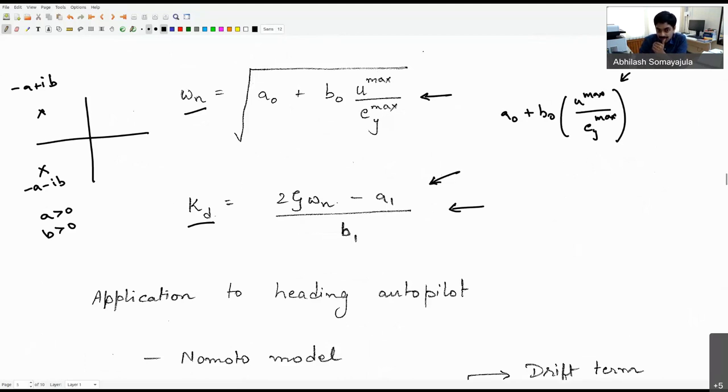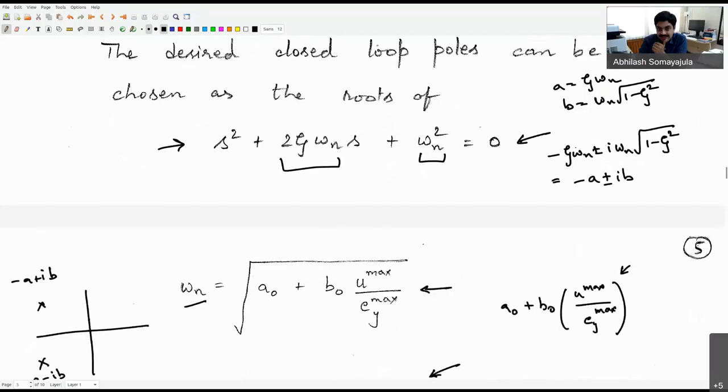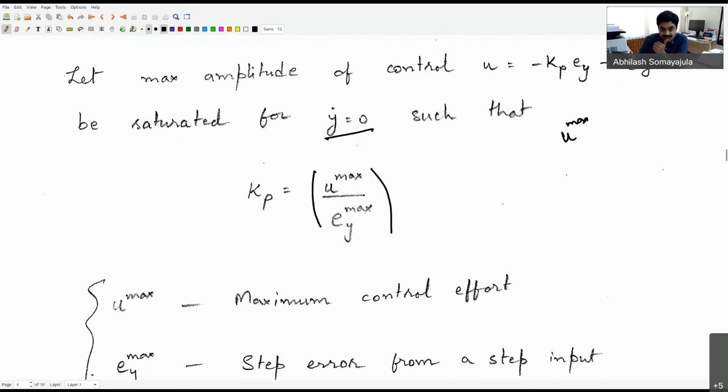Sir, how do we know this omega n? We know this omega n because we fixed the value of KP already based on saturation limits. Based on what is the maximum control input we can get, we tuned this value, right? Technically, you can still vary omega n. Don't get me wrong. You're right in that sense that omega n can still be variable. Depending on what is this EY max, you can actually vary omega n.